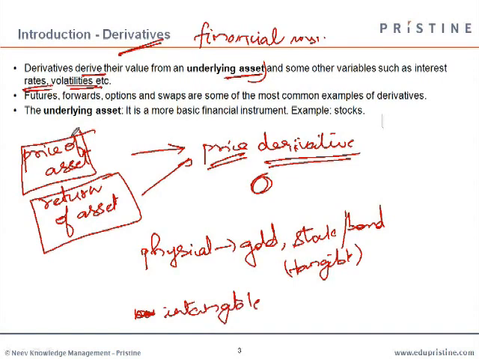Okay? So the moral of the story is derivatives are also financial instruments which derive their value from some underlying asset. It could be either the price of the underlying asset or the return of the underlying asset. And the asset itself could be either a physical, tangible asset like gold, silver, a stock or a bond, or it could be an intangible asset such as an interest rate or a volatility. Okay. The whole of FMP is dedicated to the study of various kinds of derivatives. The most common derivatives that you come across in real life are forwards, futures, options and swaps. Okay. And the underlying asset, as I said, is a more basic financial instrument. It can be a stock or a bond. It can even be an intangible asset such as interest rates and volatilities.